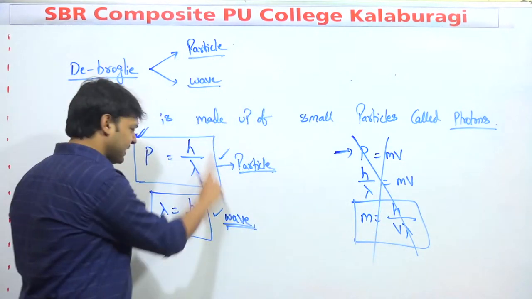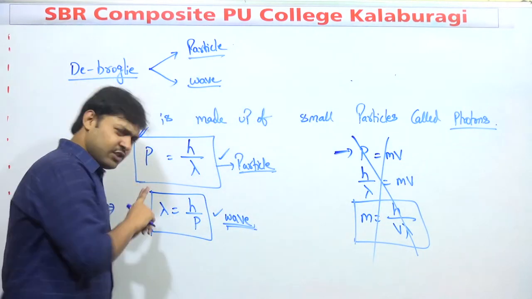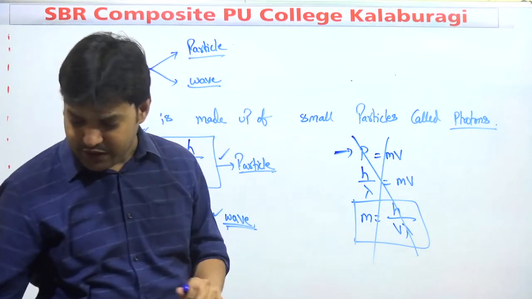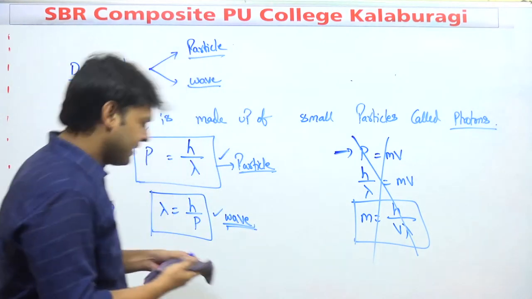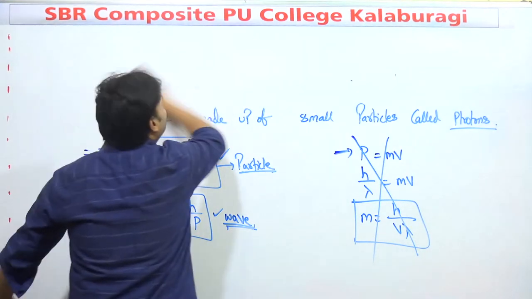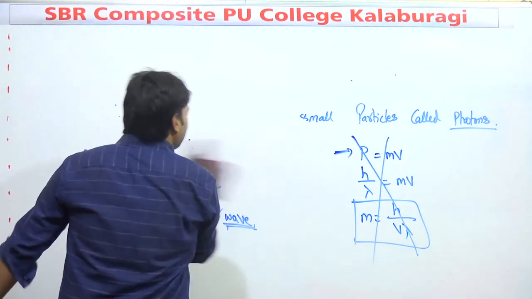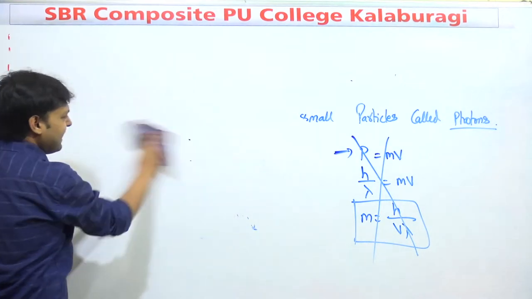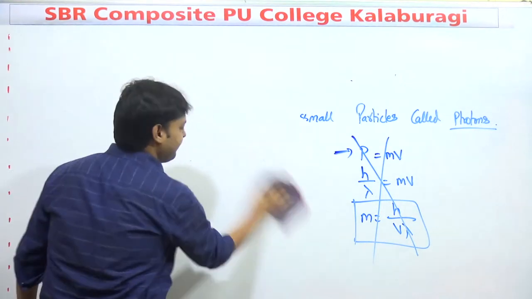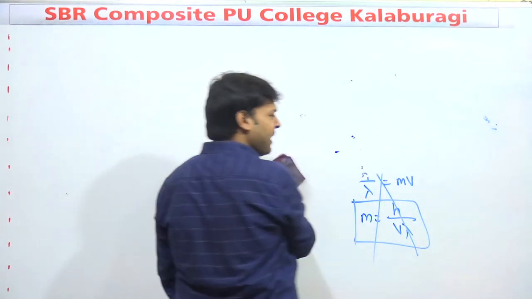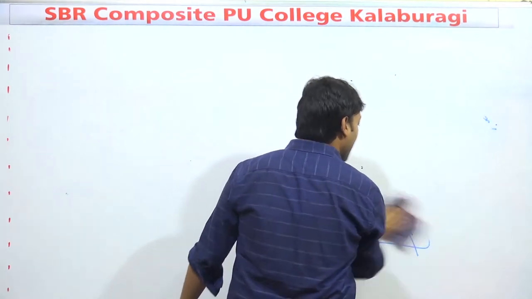Is that clear about these formulas? Try to understand. That's why I said very few formulas will be there in this topic and it will be easy for you if you study like this. So what is the momentum of the photon? It is h by lambda. And the mass of the photon, if written like this, h by c lambda, is absolutely wrong.